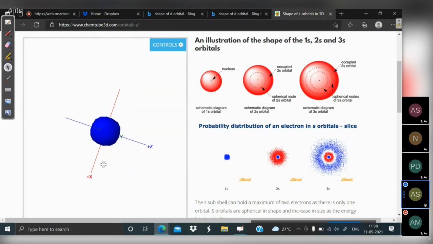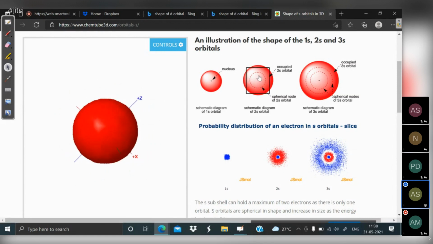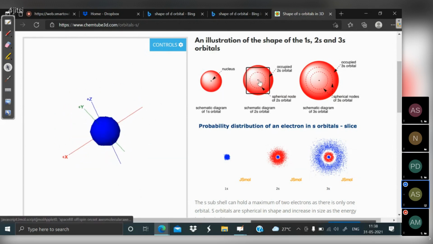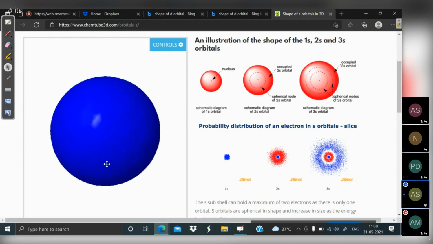First, let us understand all the shapes, then I will draw them. So this is one orbital, and this is the second, the 2s orbital. This one was the smallest, 1s. This is your 2s, so it is a bit larger in size. Then this is a 3s, bigger in size.